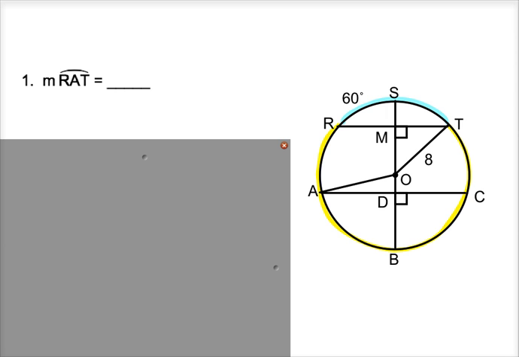Well, I noticed that ST is also going to be 60 degrees because I have a diameter perpendicular to chord RT, so it's going to bisect the arc out there. So now I'm really just taking 360 minus 120 and getting 240.